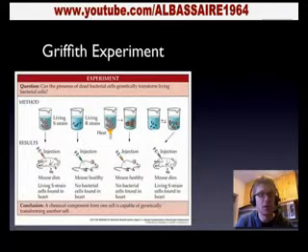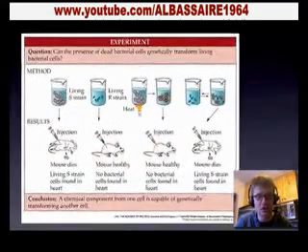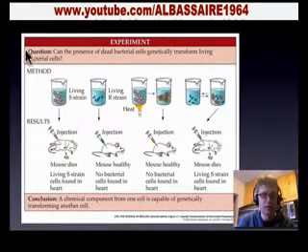It all began with an experiment by Frederick Griffith way back in the day. This is around World War I, and he was trying to study bacteria, or infectional bacteria, and he was looking at these types of bacteria. We call them S and R because they're smooth or rough. Smooth bacteria would kill a mouse when injected, but rough would not.